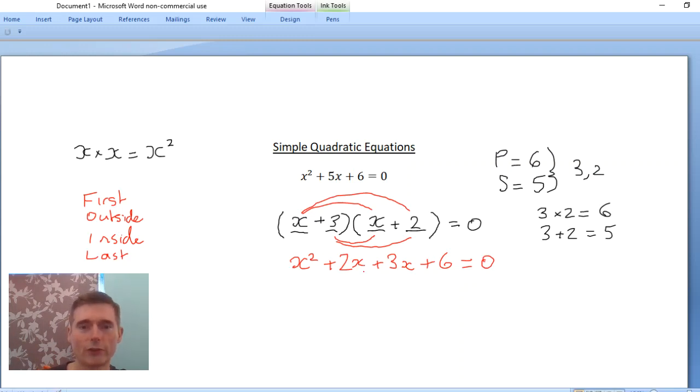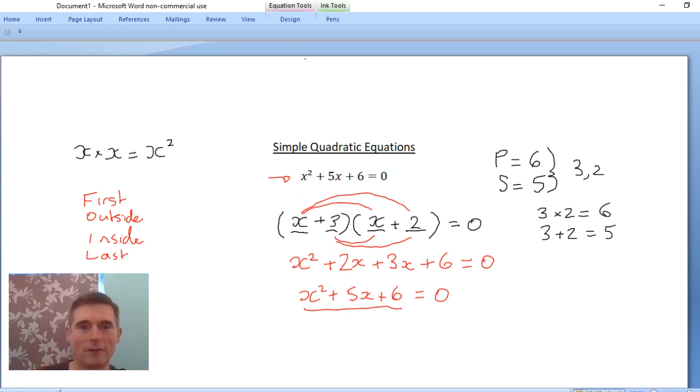We can just simplify this expression by taking the middle terms here. We've got a 2x and a 3x. So together they can be simplified to give us 5x. So we've got x squared plus 5x plus 6 equals 0. So that's just to demonstrate we've done the correct factorisation, because we've ended up back here with what we had at the beginning.